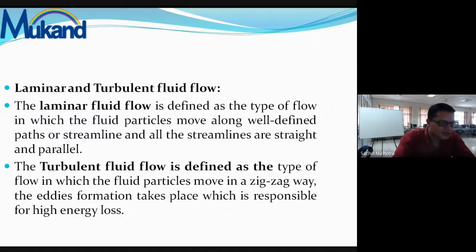Next are laminar and turbulent flow. Laminar flow, अब क्या होता है? Laminar flow is defined as the flow in which the fluid particles move along well-defined paths or streamlines and all the streamlines are straight and parallel. मीन्स इसमें जो फ्लूइड पार्टिकल्स होंगे वो सीधे सीधे मूव करेंगे, पैरेलल मूव करेंगे, एक दूसरे के लेयर्स को क्रॉस नहीं करेंगे. और टर्बुलेंट फ्लो कौन सा होगा?